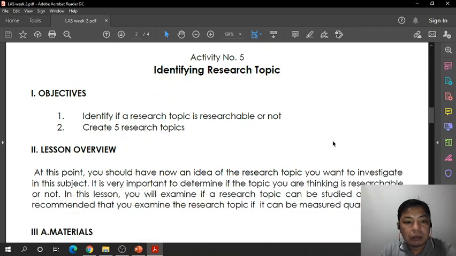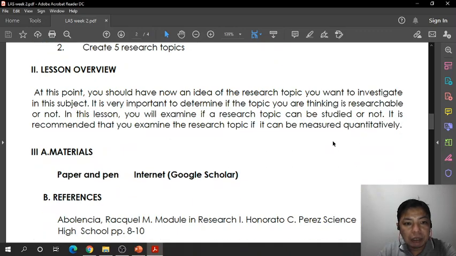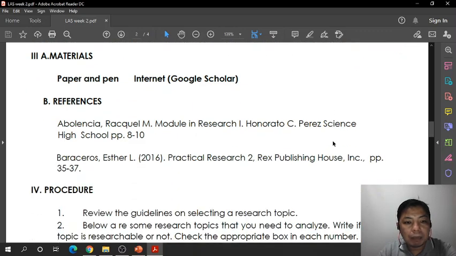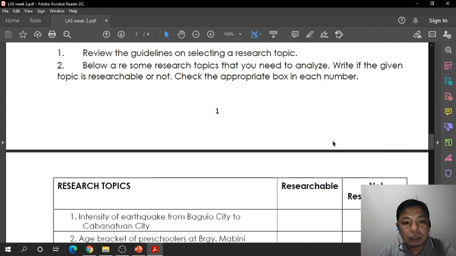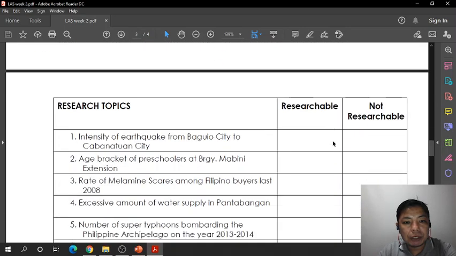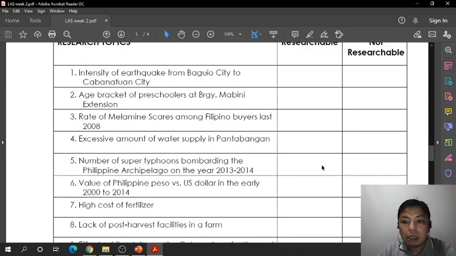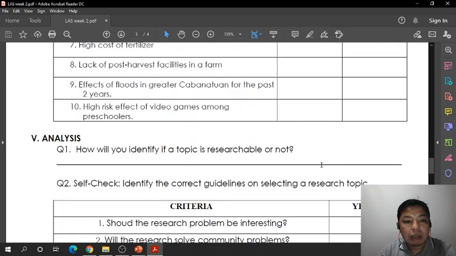So, basahin nyo lang and then take a look at the activities that you're going to do. For example, for the first activity, kagaya ng ginawa natin sa module, you are going to be determining if the research topic or research problem is researchable or not researchable. Again, lagay nyo lang ng check, yung box. Okay. Next is analysis. Question number 1, how will you identify if a topic is researchable or not?